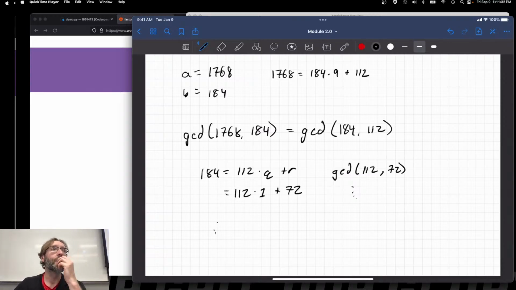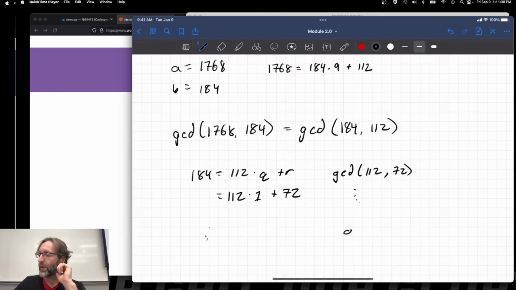Well, when there's no remainder, what would I end up with? GCD of something x and a remainder of 0. Right? That means stop. You found the GCD right there.